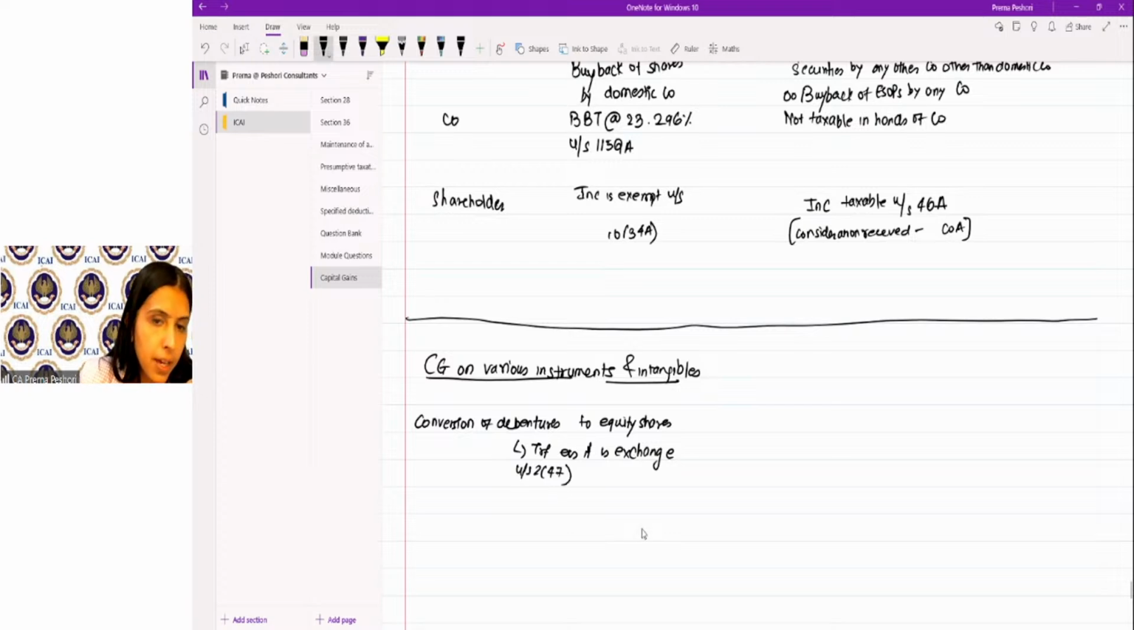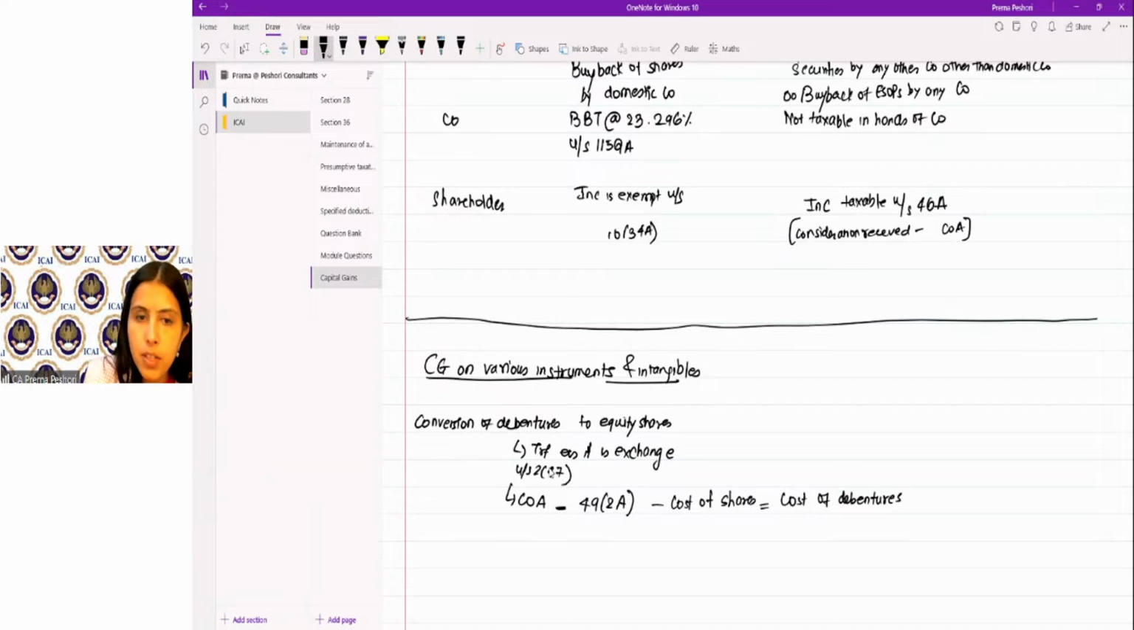Now, what will be my cost of acquisition? For that, we have section 49(2)(a). It says the cost of acquisition of the shares acquired on the conversion will be the cost of the debentures. So cost of shares will be equal to cost of debentures.